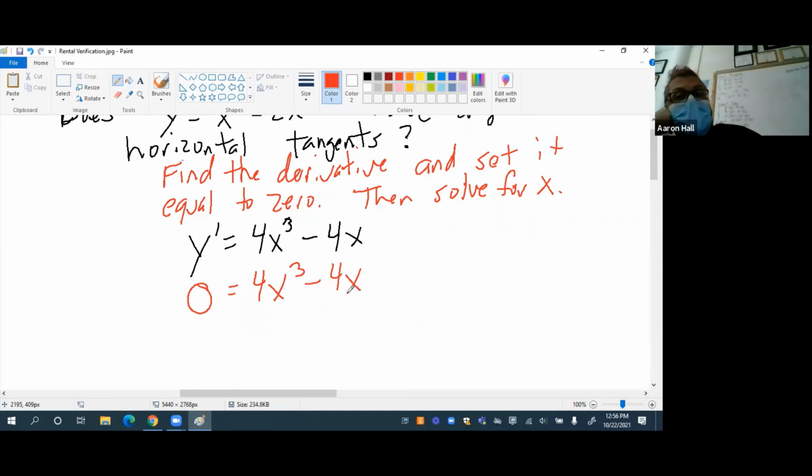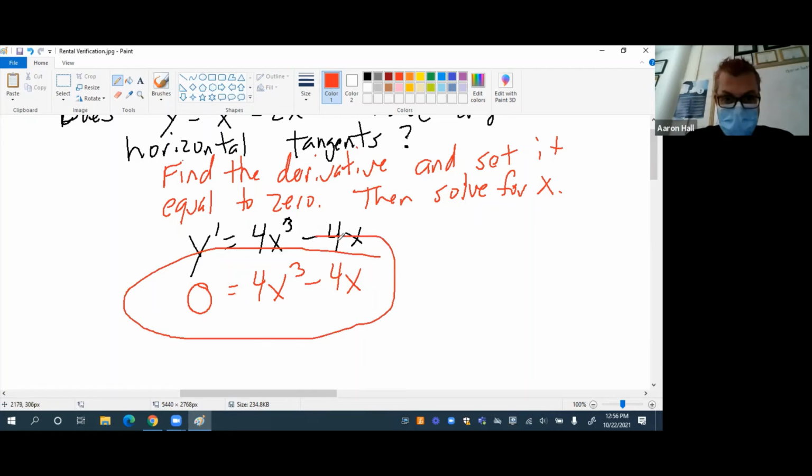How many horizontal tangents are we finding? I found 3 so far. There are 3. I agree with you. So how do we find them? What do I do at this point? How do I solve for x?